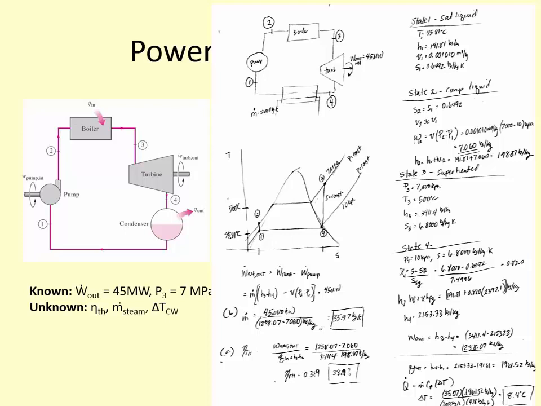So it's V1 times P2 minus P1. And then Q in, what's Q in? H3 minus H2. Okay, so we have all of those property values. We put them in. For sake of time, I'm not going to write that all out. We find that our thermal efficiency is equal to 38.9%. So a little more efficient than our previous example. Okay, so that's part A.